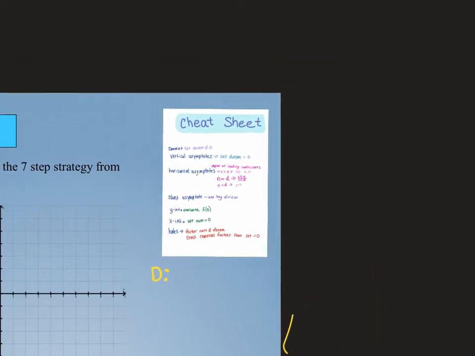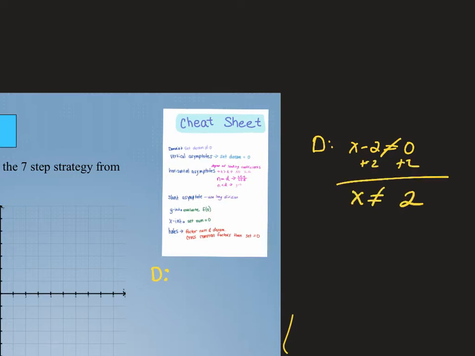So the denominator is x minus 2. So for the domain, I'm going to say, okay, x minus 2 cannot be 0. So when I solve this, I add 2 to both sides. So x cannot be the number 2. That means every single number in the world but 2.